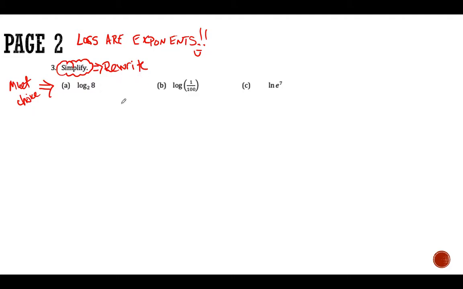You're just rewriting. You're not changing anything. You're not solving anything. You're just rewriting. So log is a fancy word for exponent, and what this is asking for is what exponent.